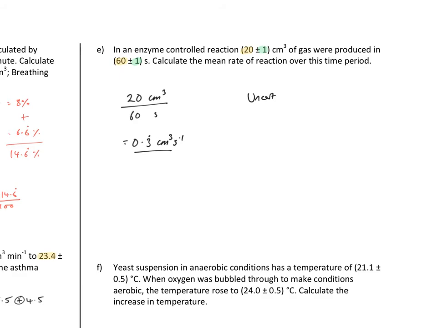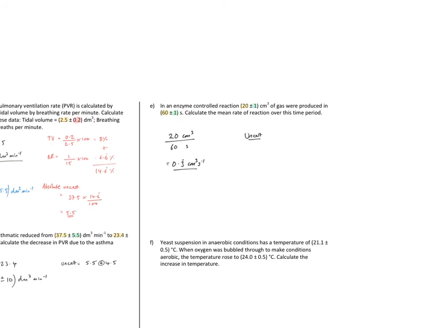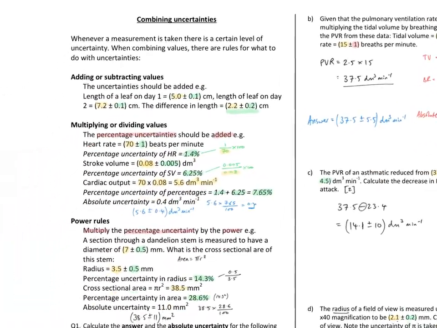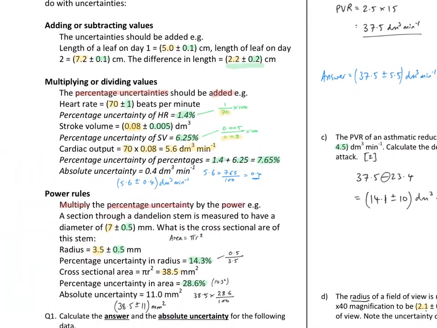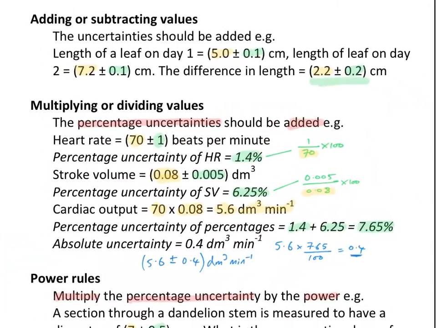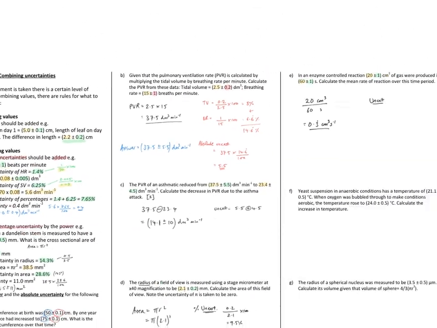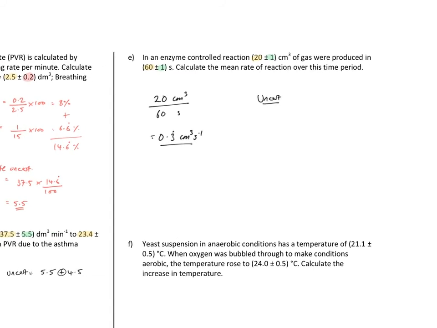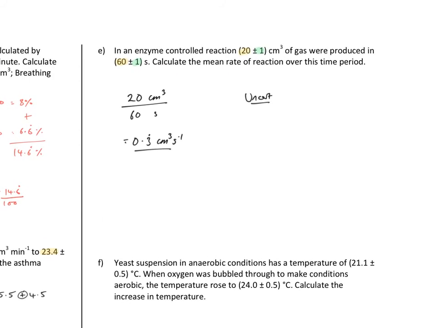So that's our rate, and our uncertainty. Well, I've divided these numbers, haven't I? And remember, when we divide or times, let's go and look at the rule. The percentage uncertainties should be added. Okay, so I should do percentage uncertainty again. So let's do the percentage uncertainty. I've got 1 divided by 20 equals 5%.